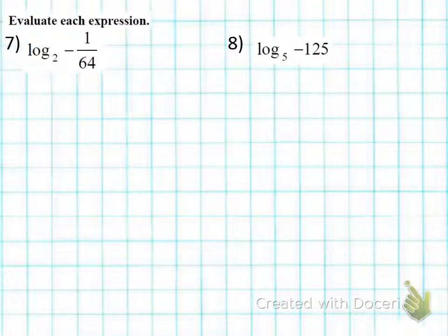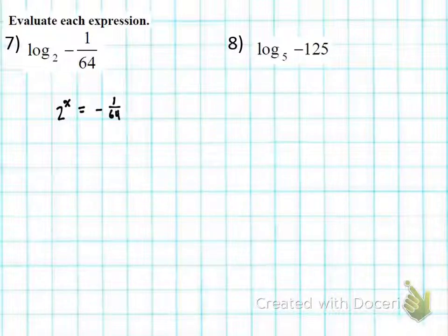Number 7, we got log base 2 of negative 1/64. Okay, this is very similar to number 6. So try to work this one out. Go. All right, so we got 2 to the x power is equal to negative 1/64. Raise your hand if you did that step right. Okay, that's good.